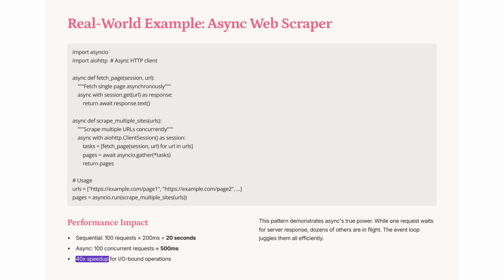An async web scraper using aiohttp showcases the efficiency of asynchronous operations. By fetching multiple pages concurrently, we achieve a 40 times speedup for I/O-bound tasks. While one request waits, others proceed, maximizing throughput. This pattern highlights async's capability to handle numerous tasks simultaneously, optimizing performance significantly.